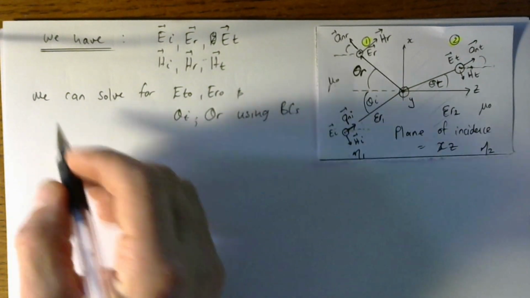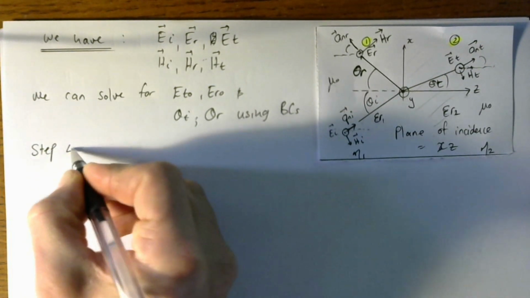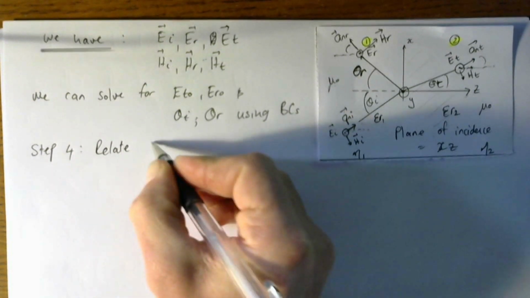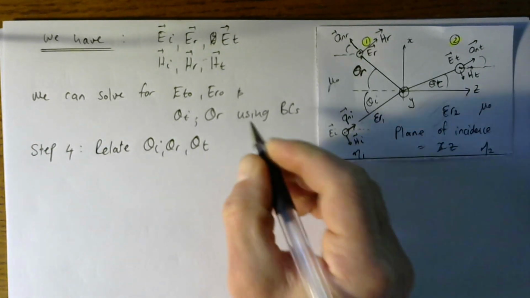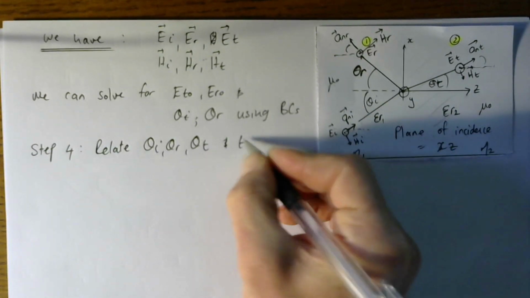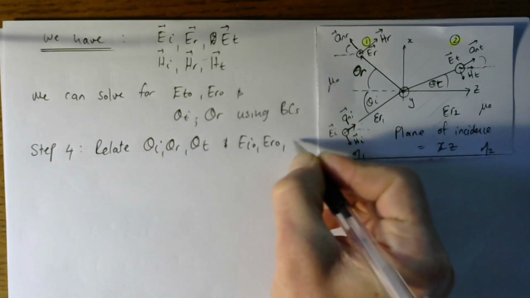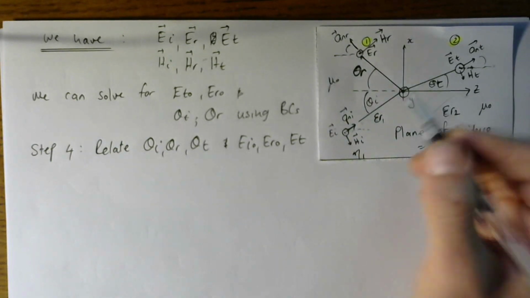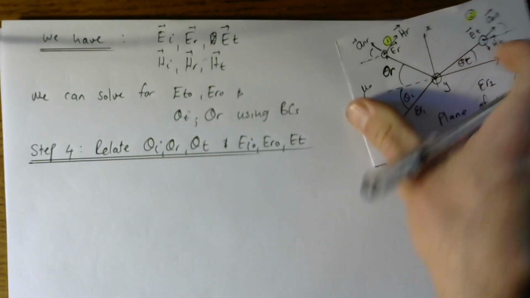Okay, so let's do that. We are going to do this now. Step 4 is to relate theta I, theta r, theta t, and E_I0, E_R0, and E_T0. And we're going to do this using the tangential component of the electric field. So let's do that.